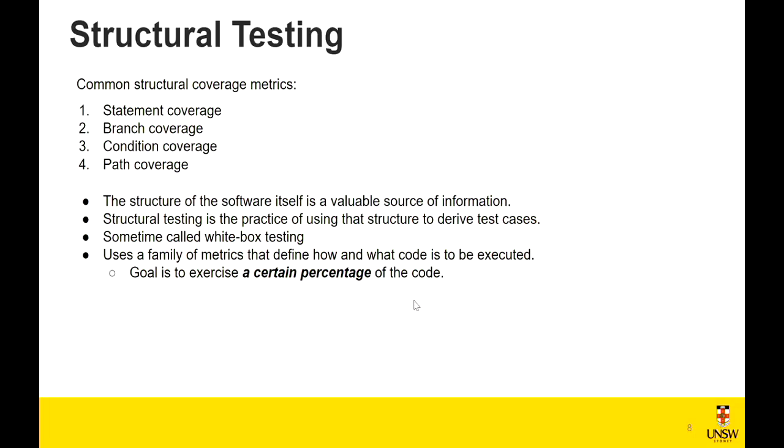What we care about most here for structural testing is that we want to find a family of metrics that could be used to define how and which code has been executed. And the goal is to exercise a certain percentage of the code. Why is it only a certain percentage here? Can we achieve full coverage? You can leave this question to our next lecture. We will show you why we cannot achieve full coverage.